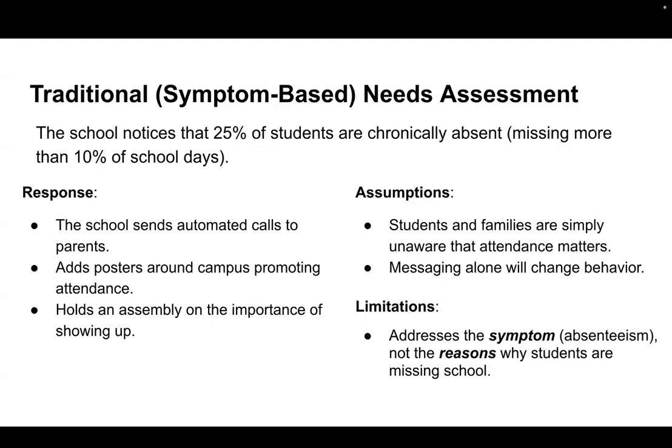Symptoms-based needs assessment, typical, which is traditional. The school notices that 25% of students are chronically absent, missing more than 10% of school days. Very typical thing right now. Again, happening all over the place. I didn't pull this one out. I mean, this is happening everywhere. So the school sends out automatic calls to parents, adds posters around campus promoting attendance, holds an assembly on the importance of showing up. Now, are any of those bad things?